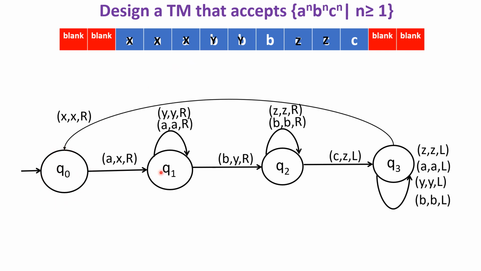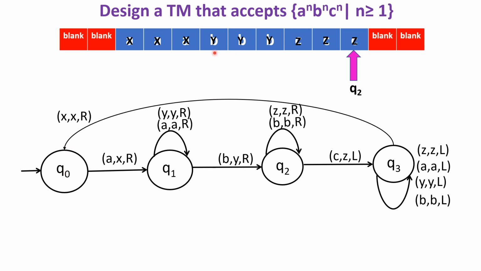So again, Q0 on A, it will replace A by X, move to Q1, keep as it is, move towards the right. B is replaced as Y, change the state to Q2, go on moving towards the right until you come across a C. C is replaced as Z. Change the state to Q3 and move towards the left until we come across the X. Now once we come across the X, Q3, X is kept as it is, change the state from Q3 to Q0 and move towards the right.